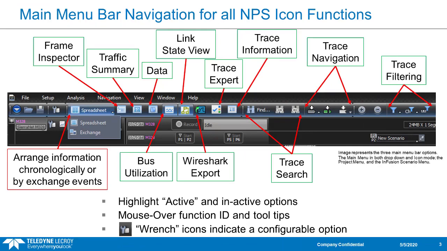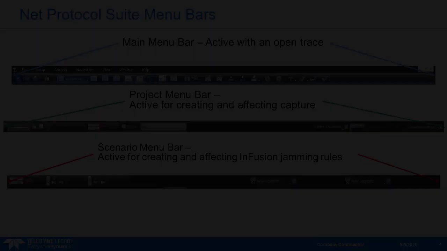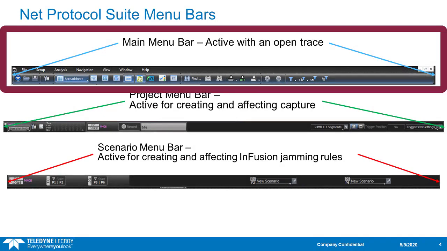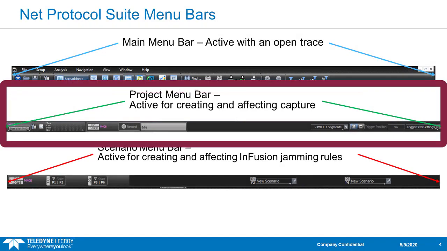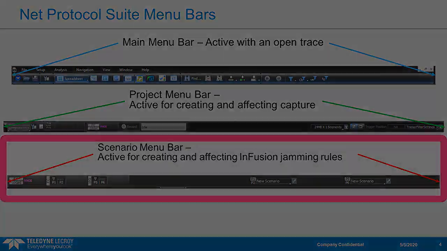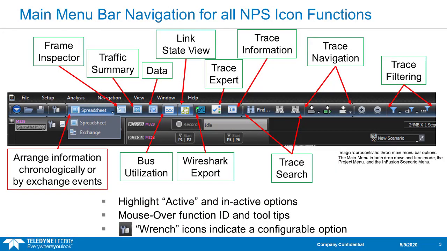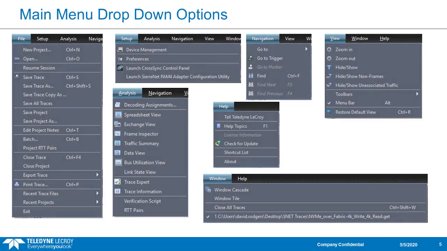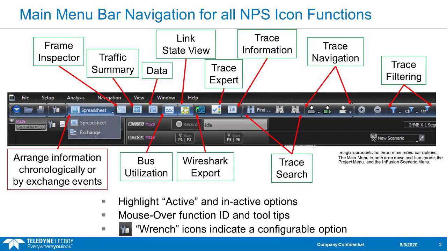The menu bars contain all of the available Net Protocol Suite functions as depicted in this image, and incorporates three distinct sets of controls: the main menu, the project menu, and the Infusion Jammer scenario menu. The menu bar functions are accessible from selecting the icons shown here or through the drop-down menus. We'll be focusing on the main menu bar in this video. Information about the project and scenario functions will follow in a subsequent episode.